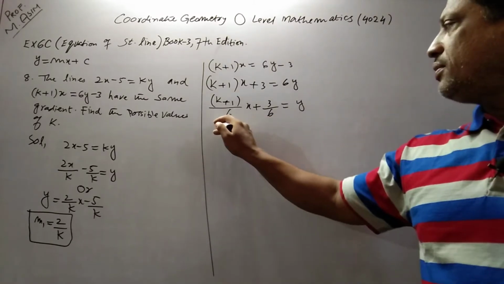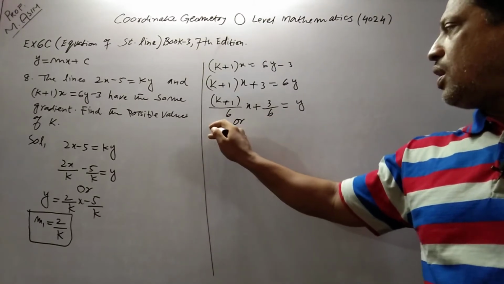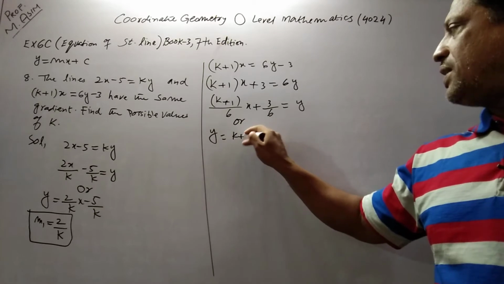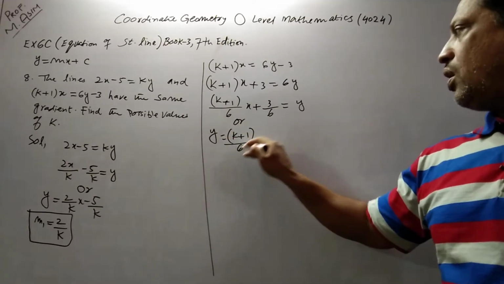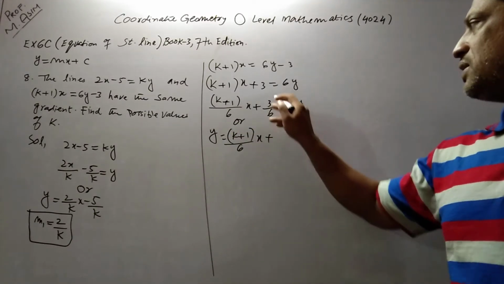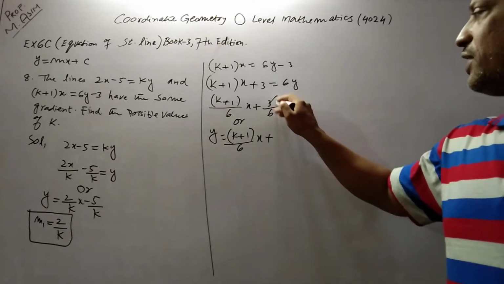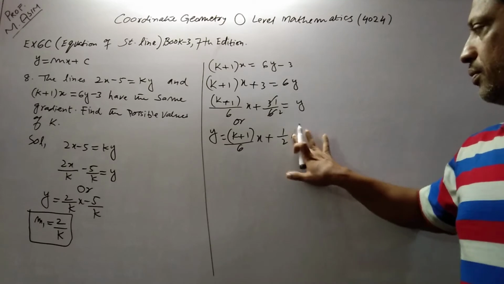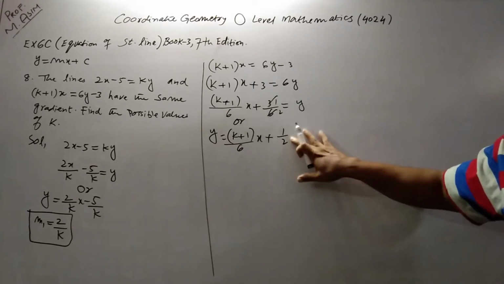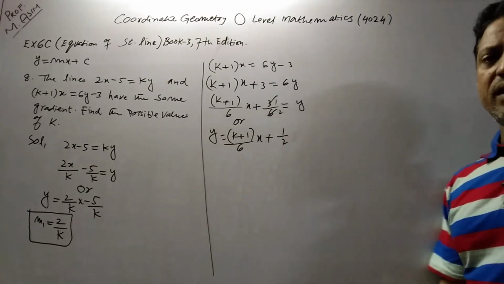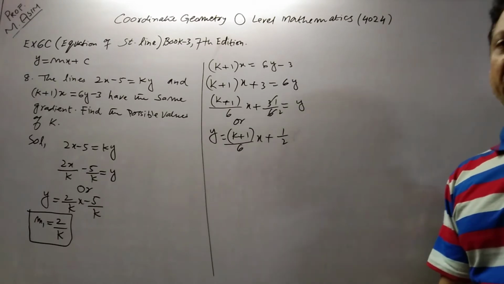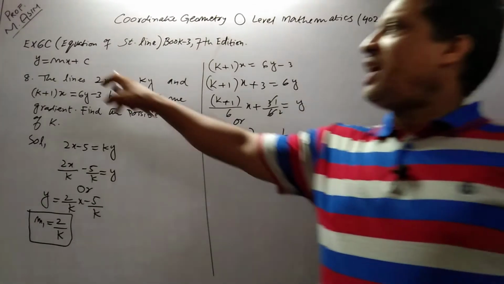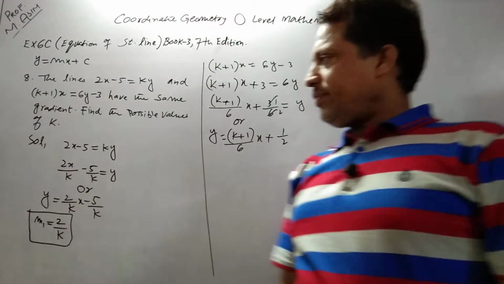Or you may write y is equal to (k plus 1) over 6 x plus 3 upon 6. What is 3 upon 6? 3 1s are 3, 3 2s are 6. Now your equation is completely transformed into the standard equation of a straight line.